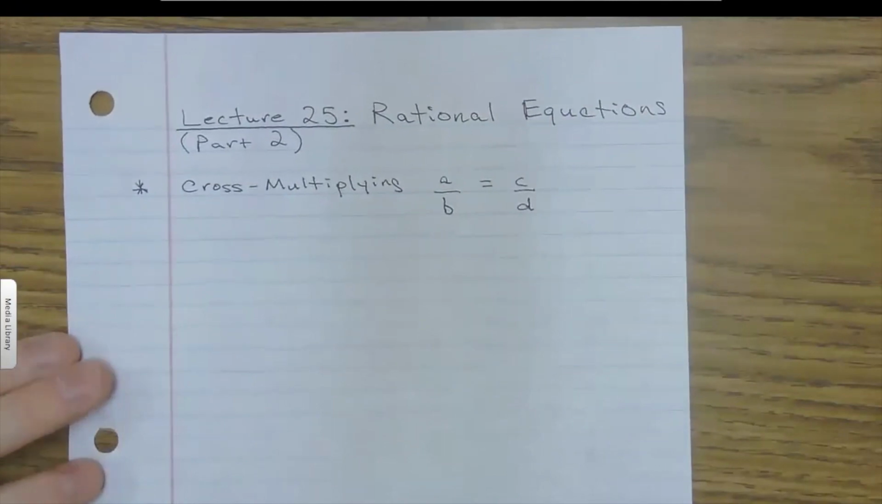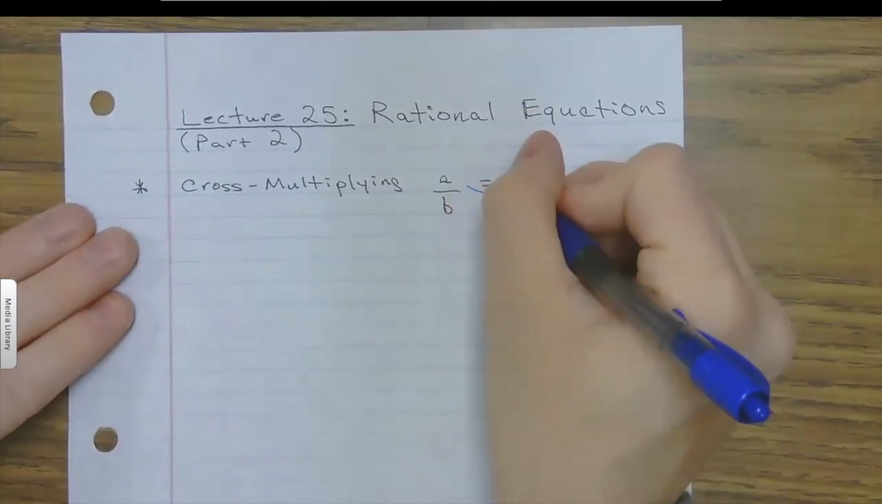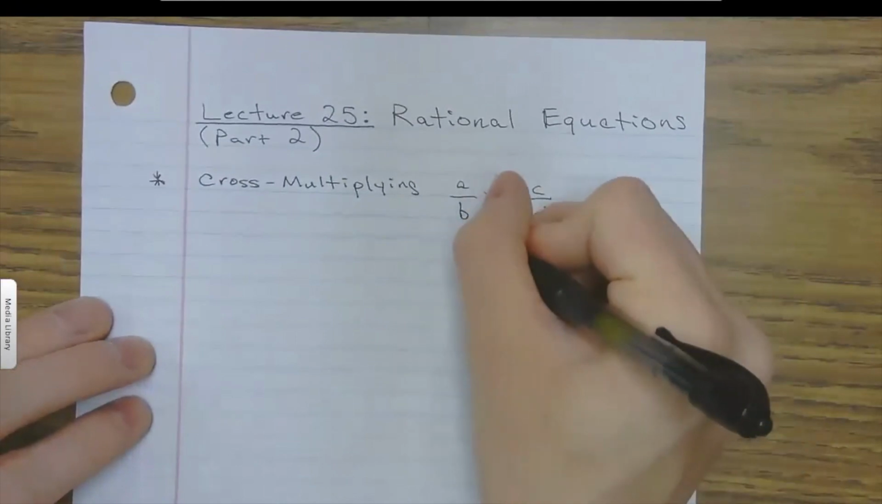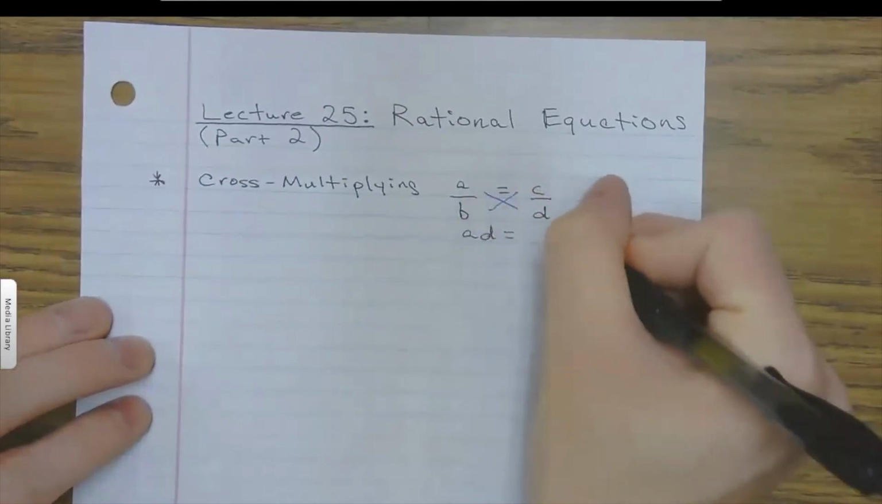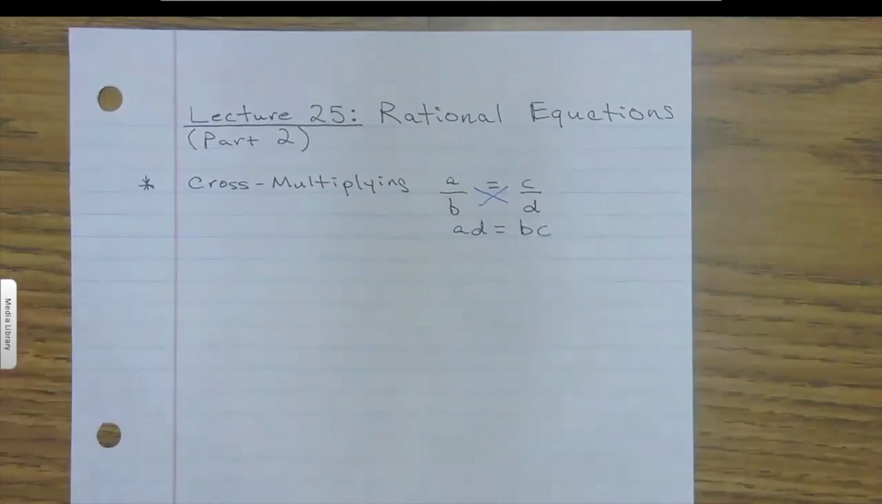So if this is true, then we can cross multiply. We can do a times d and b times c and set them equal to each other. So we get a times d is equal to b times c. The first example that we do today is going to be one of these types. So we're going to be looking at that first. So that's the first type of rational equation that we looked at on Monday.